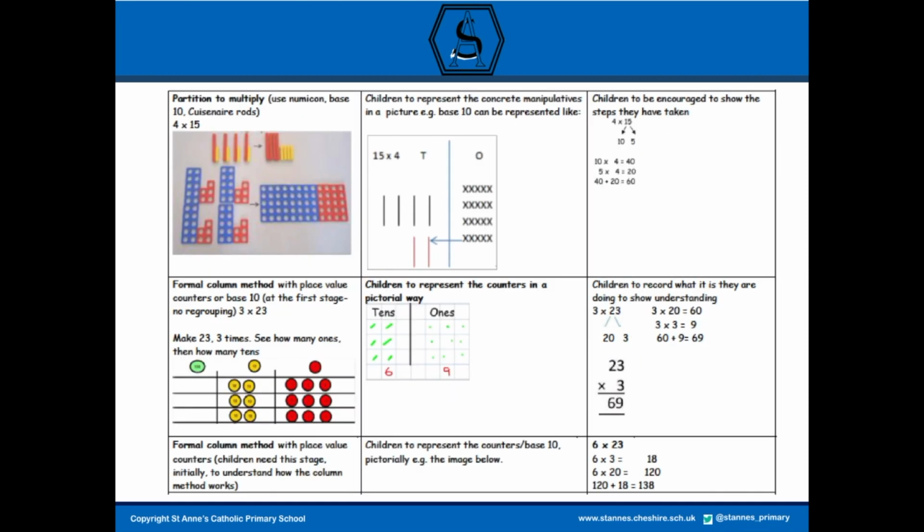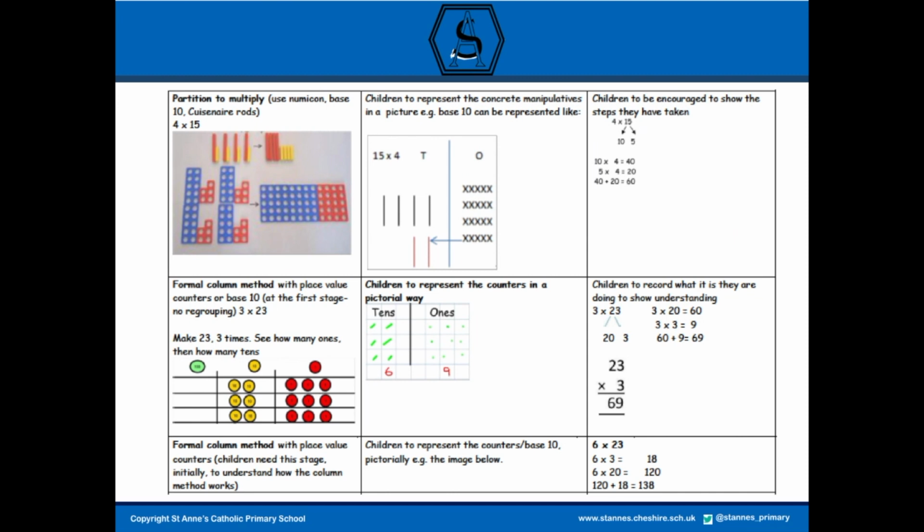So the next section of our calculation policy is partition to multiply. So here we've got Numicon, base 10 and Cuisenaire rods to show how we would work out 4 lots of 15, or 4 multiplied by 15. We have 15, 15, 15, 15, 4 times, and you can see that is grouped together in the base 10, Numicon and Cuisenaire to show how we get the answer.